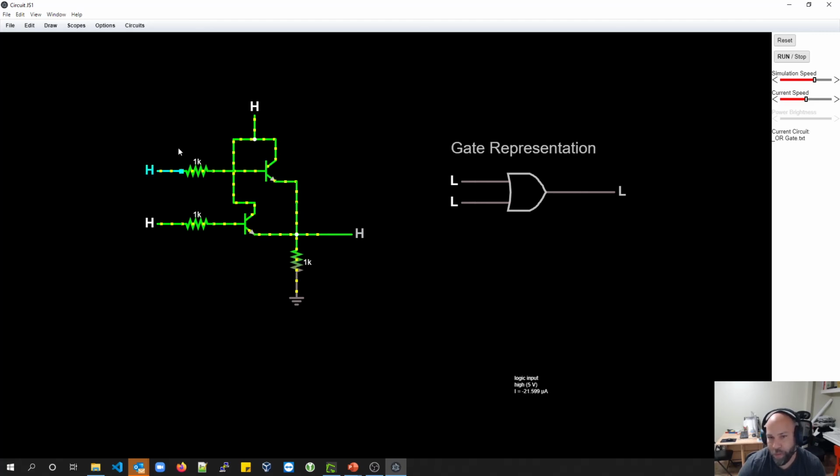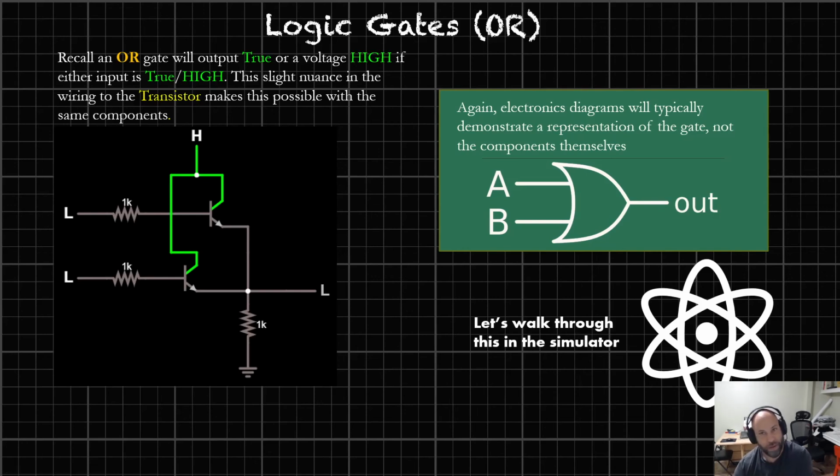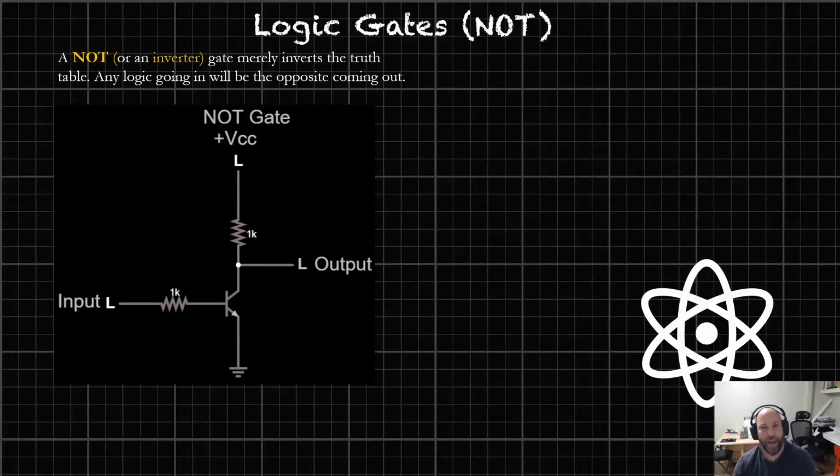Both of them do the exact same thing at the exact same rate, and if I were to turn them both off, then there is no current that's being passed through either transistor, therefore there is a logical low on the line. Now our last fundamental gate, the NOT.